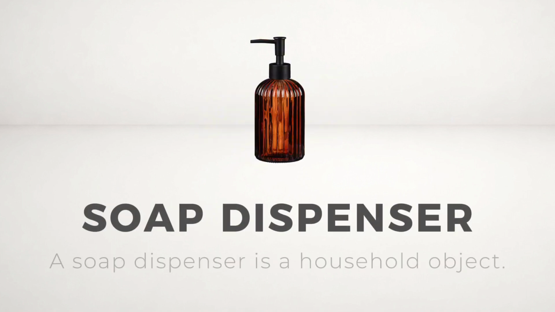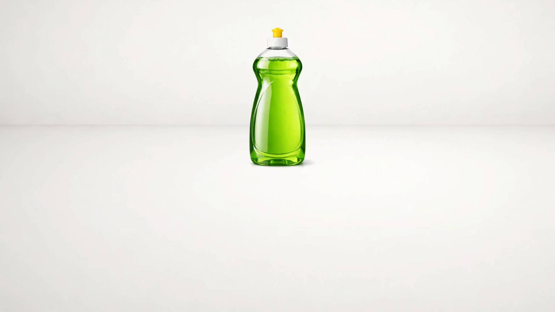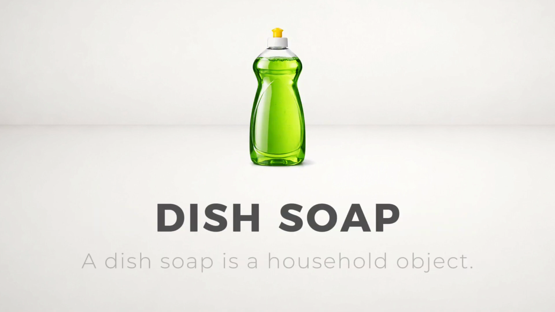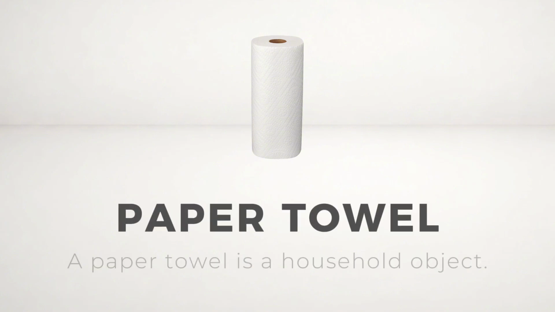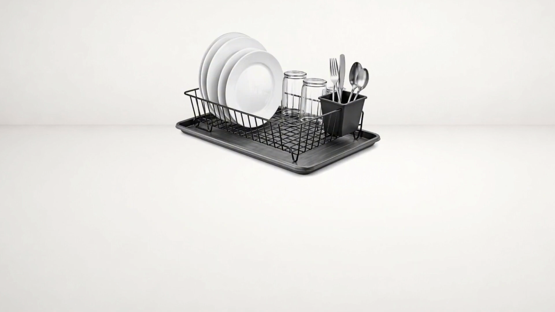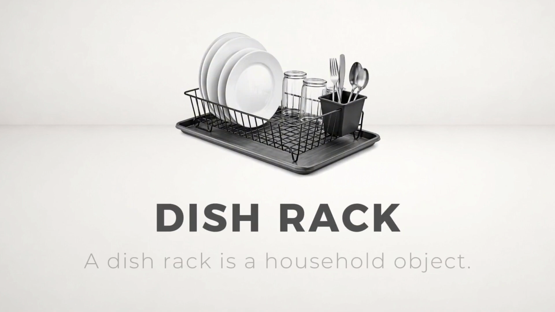Soap dispenser. A soap dispenser is a household object. Dish soap. Dish soap is a household object. Paper towel. A paper towel is a household object. Dish rack. A dish rack is a household object.